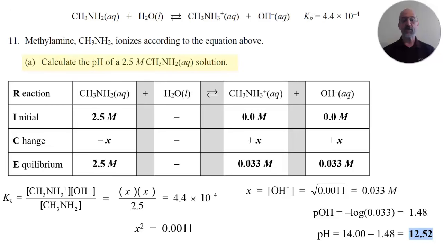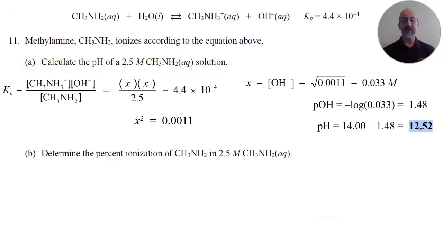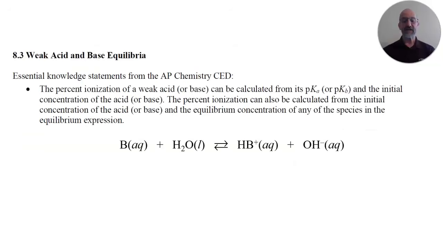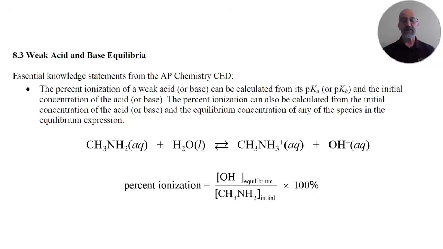Now we're going to go ahead and move on to part B of question 11. That's a percent ionization. Here's the generic ratio for the percent ionization of a weak base. So it's going to be the concentration of the hydroxide ion divided by the initial concentration of the weak base, and then times 100. So for methylamine, that would be the concentration of the hydroxide ion in solution divided by the initial concentration of the methylamine, and then times 100.